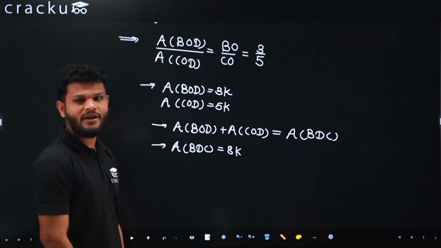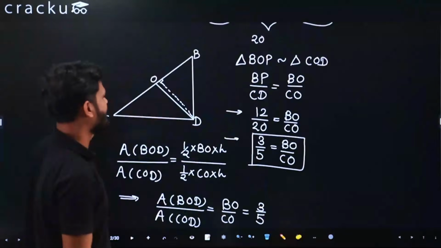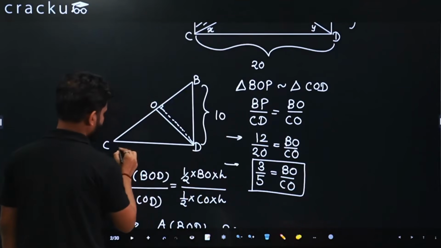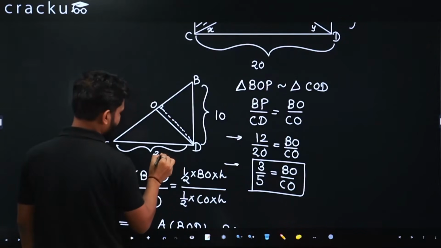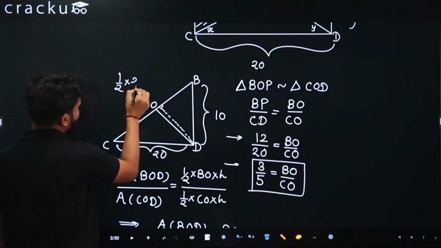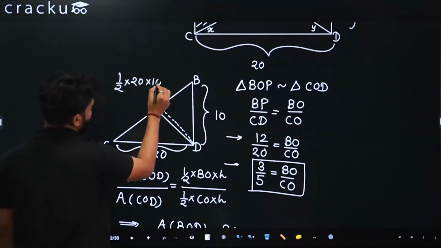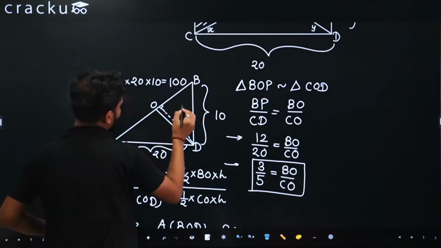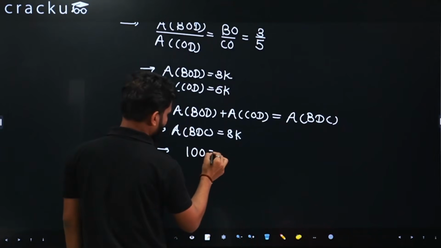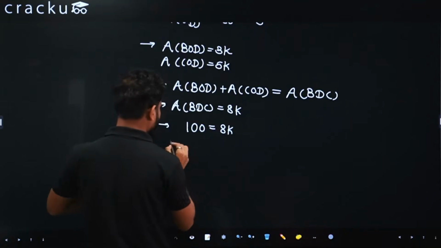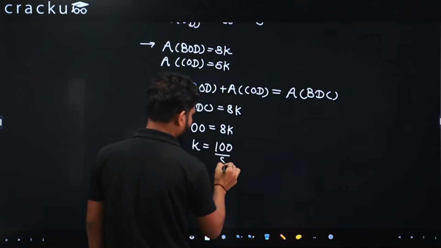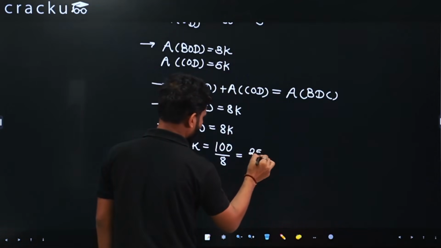Now, can we find the area of triangle BDC? Obviously, we can find. Why? We know BD is 10 and CD is 20. So area will be 1 by 2 into base, which is 20, into height, which is 10. This is nothing but 100. So area of triangle BDC is 100. So 100 is equal to 8K. From here K is 100 by 8, and 100 by 8 is nothing but 25 by 2.